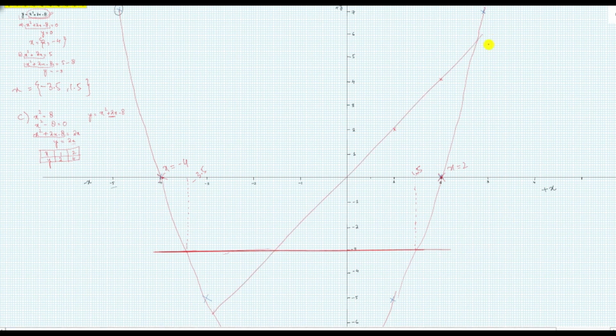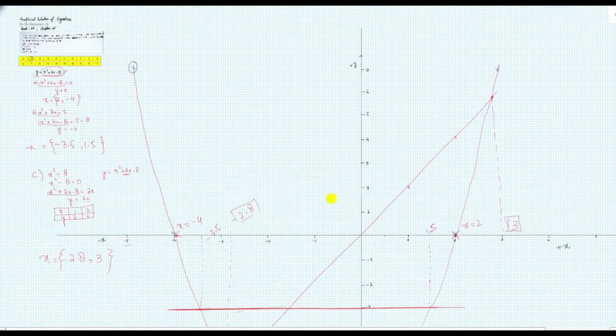Where our graph crosses the curve, these intersecting points will be the answer of this part. So we will read these two values on the x-axis. Here the value is 3, and from here the value is minus 2.8. Okay, so the solution of this part is x is equal to minus 2.8 and x is equal to 3.